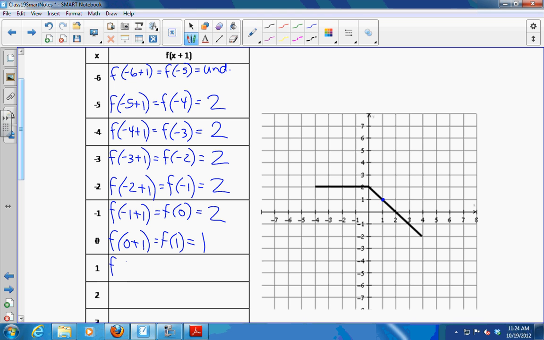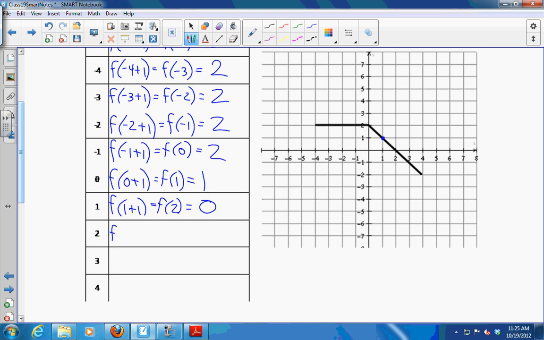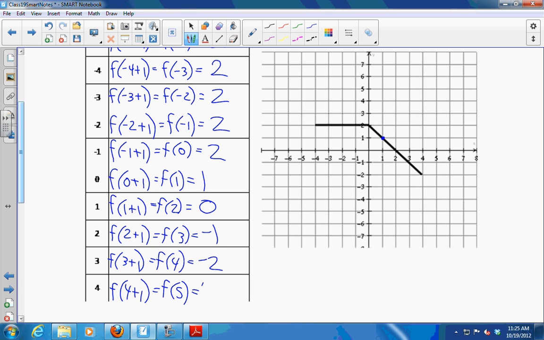So then I'm going to do f of 1 plus 1, which is f of 2. And what's f of 2? 0. F of 2 plus 1 is f of 3. And what's f of 3? -1. And f of 3 plus 1, which is f of 4, which is -2. F of 4 plus 1 is f of 5. And there is no f of 5. Function is only defined from -4 to 4.